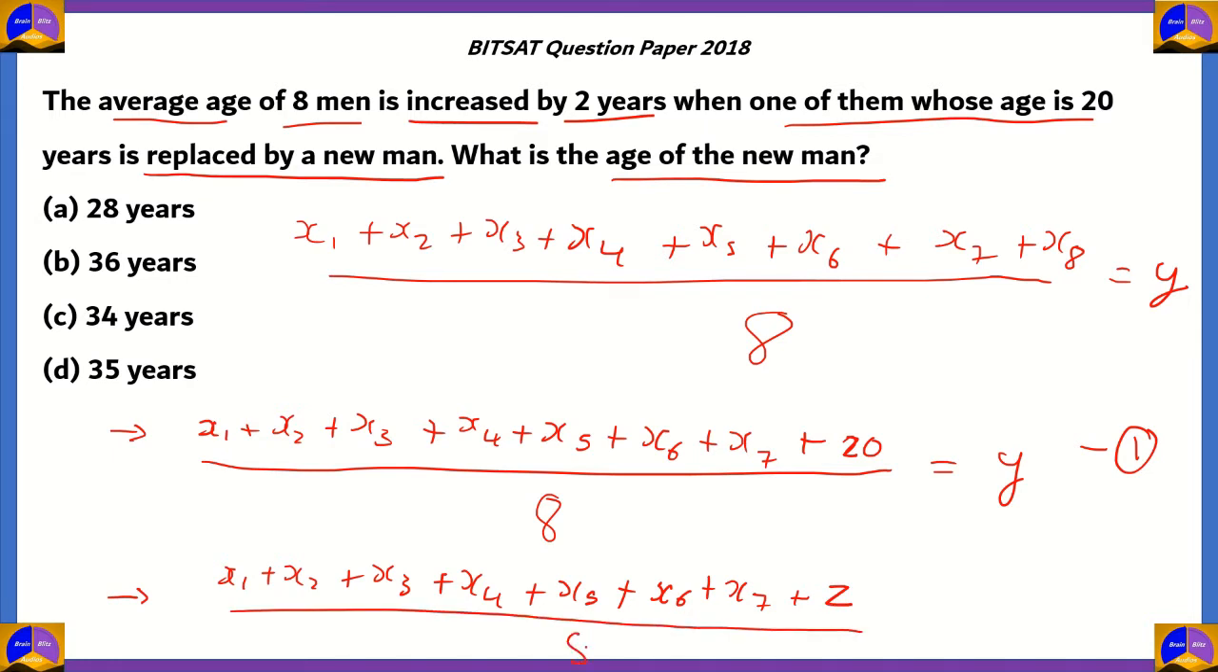Divide that by 8, and you get the average age as y plus 2 because it's increased by 2 years. So y plus 2 will be the right-hand side of equation 2. Now what do we do in order to find the age of the new man? So here, we can subtract equation 1 from equation 2. So let's write that completely before taking out the common terms.